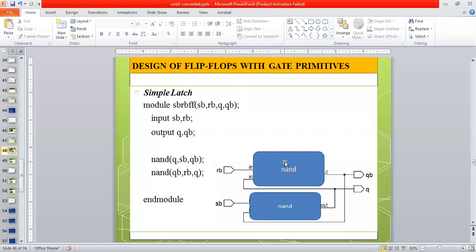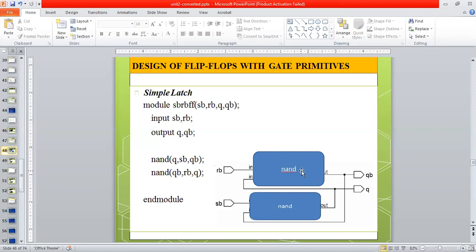Now I'll talk about this other NAND gate. What are the inputs here? If you observe, RB is one input, and the next input is this output that I am tapping here, which is Q. RB and Q are the inputs for this NAND gate. What is the output here? The output is QB for this circuit. QB is the output for this NAND gate.